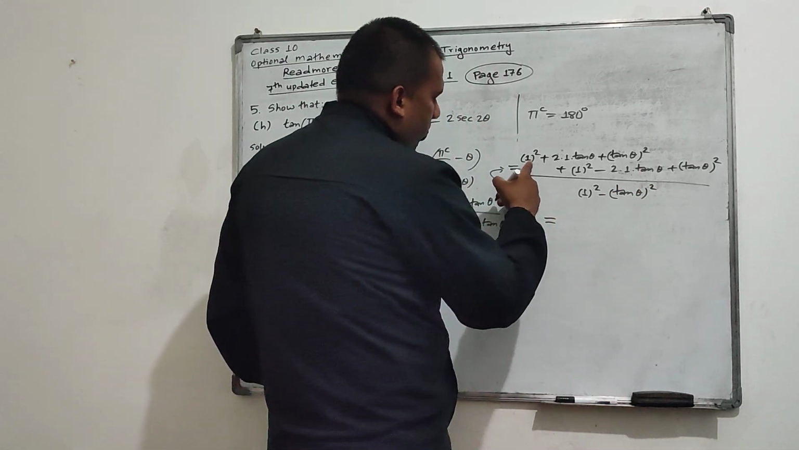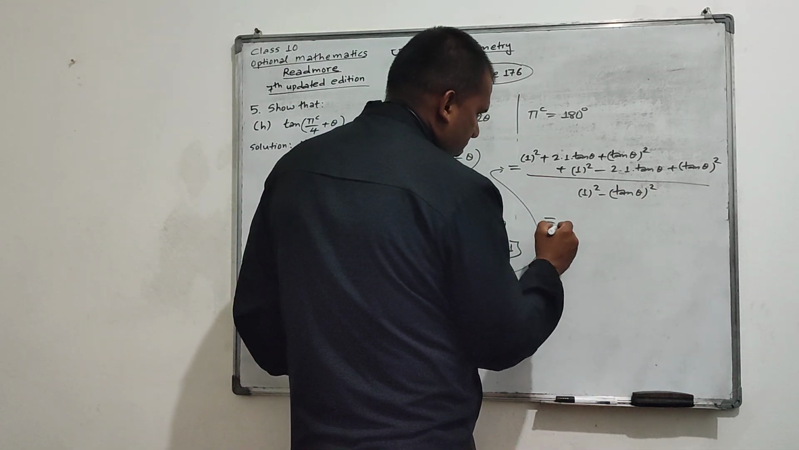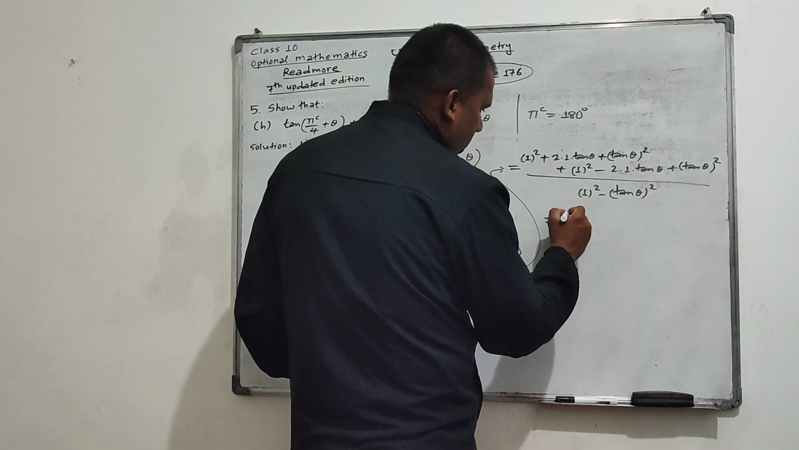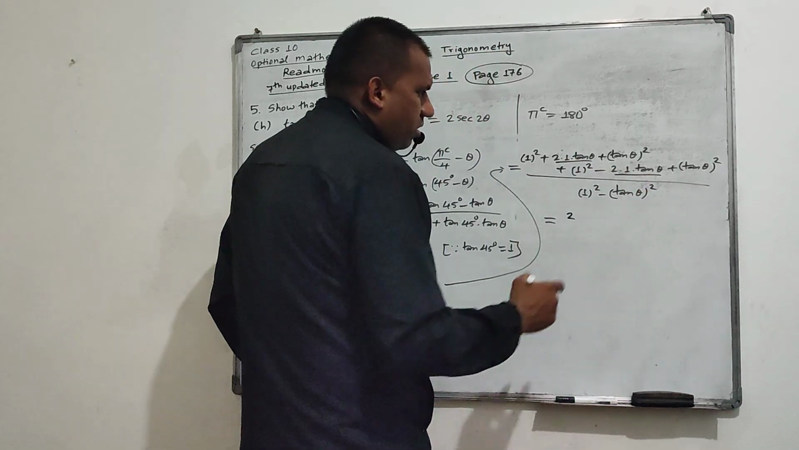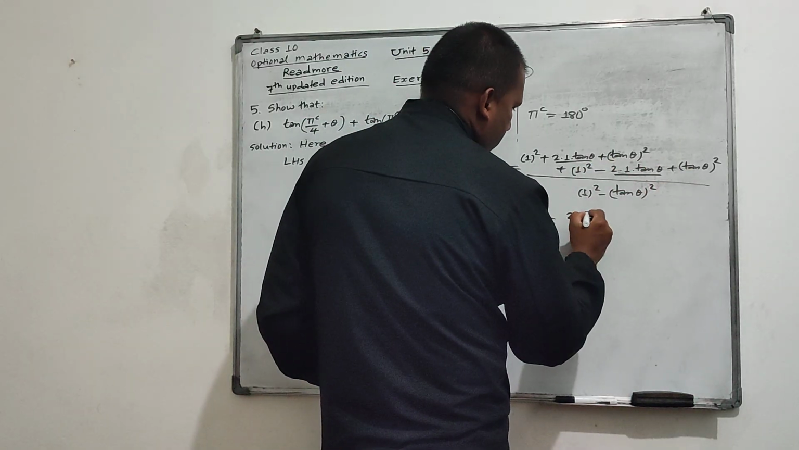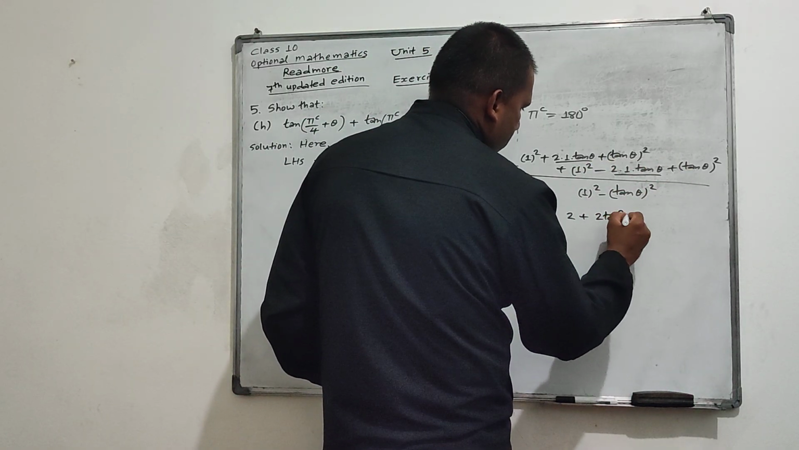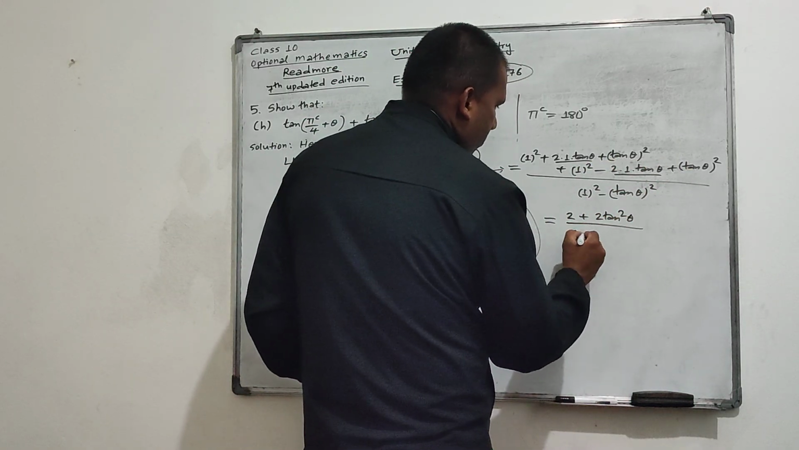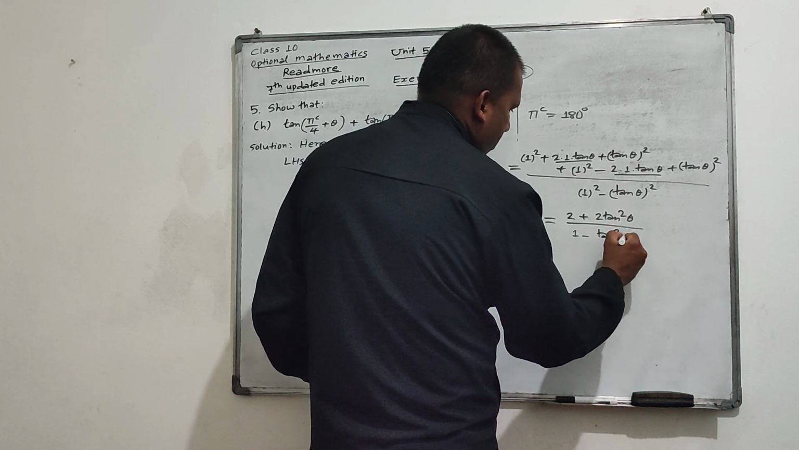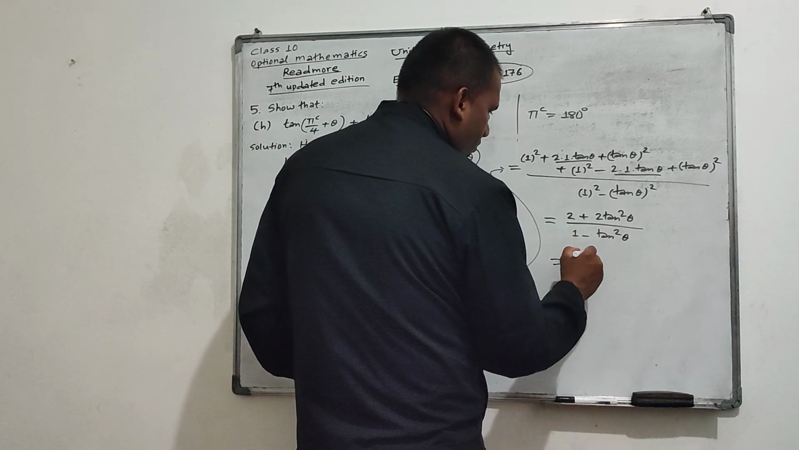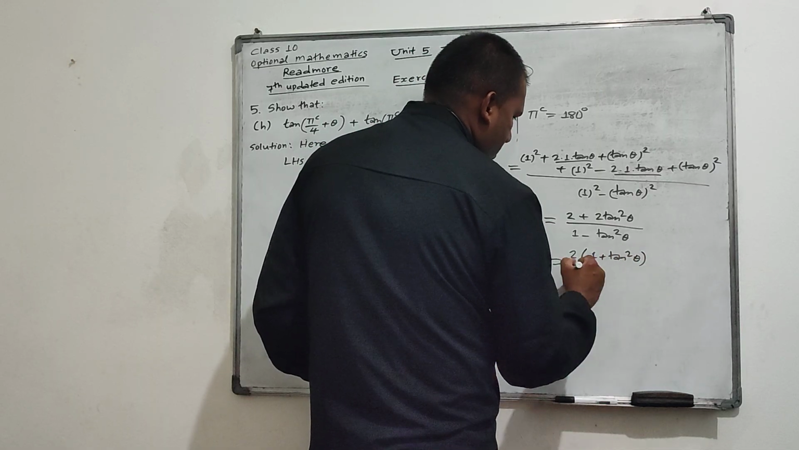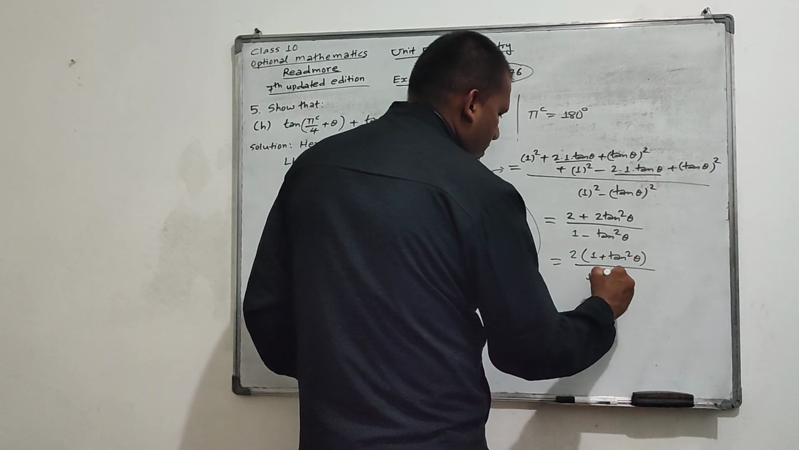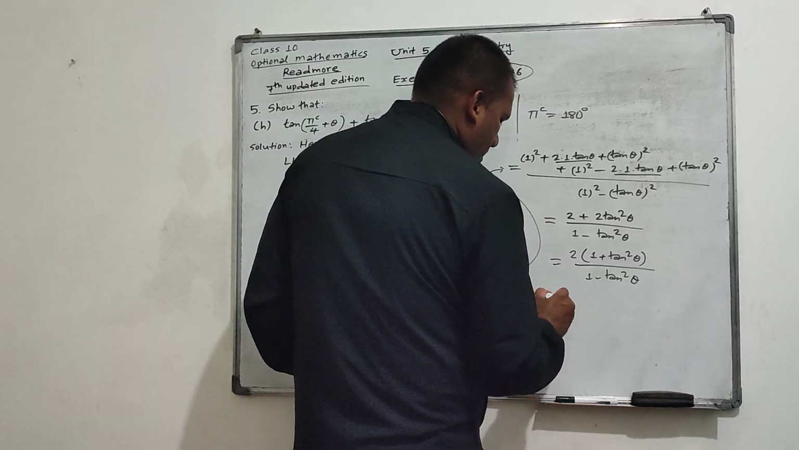Now 1 square plus 1 square, 1 plus 1, 2. 2 tan positive, 2 tan negative, cancel out. tan square plus tan square, 2 tan square. 1 square, 1 minus tan theta whole square, tan square theta. Taking 2 common, remaining 1 plus tan square theta all upon 1 minus tan square theta.